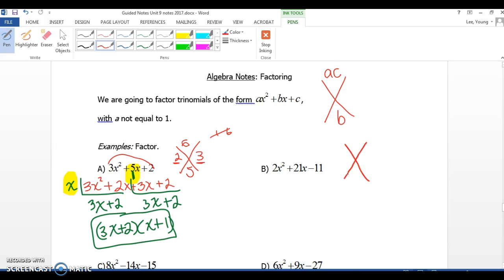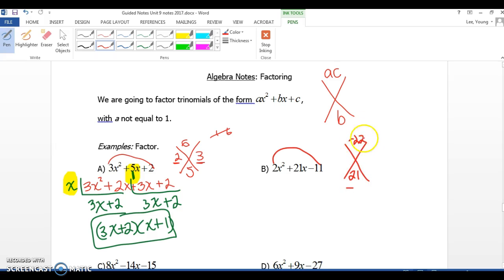So you guys remember what goes on the top of my X? We multiply 2 and negative 11. That's going to be negative 22. What goes on the bottom of this X? Positive 21. Because we always put the middle number at the bottom. Now we need to think of factors of 22 that are adding up to 21.